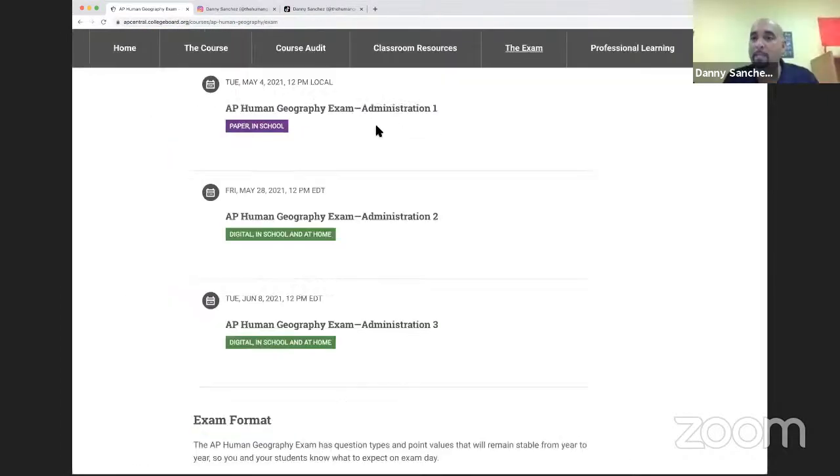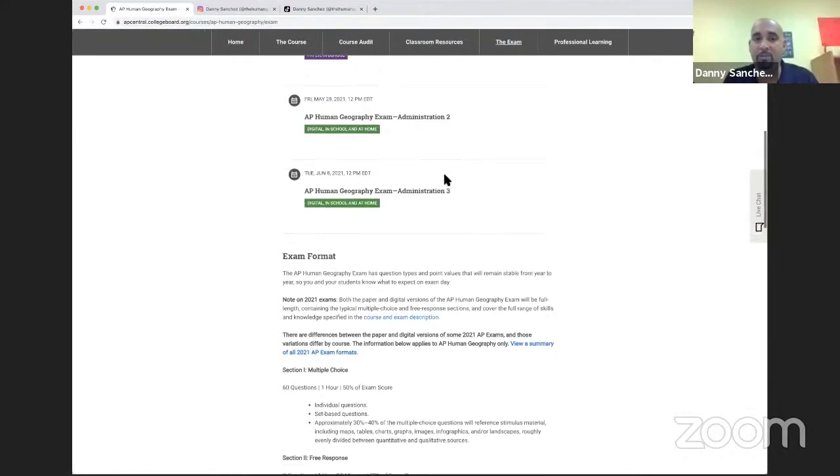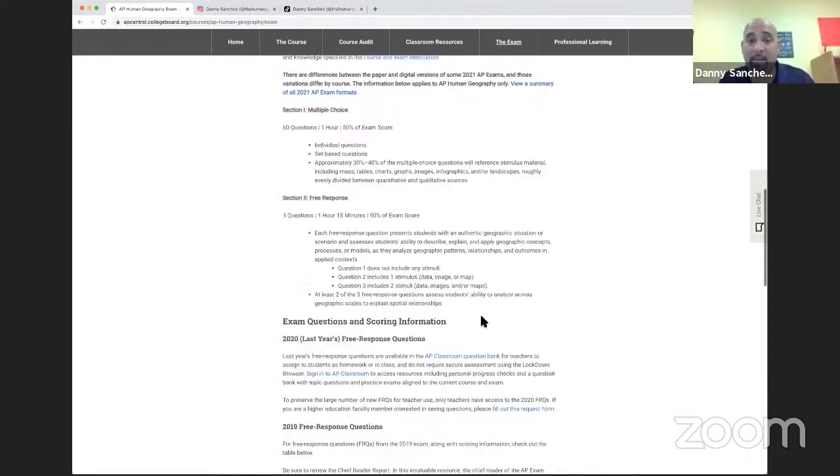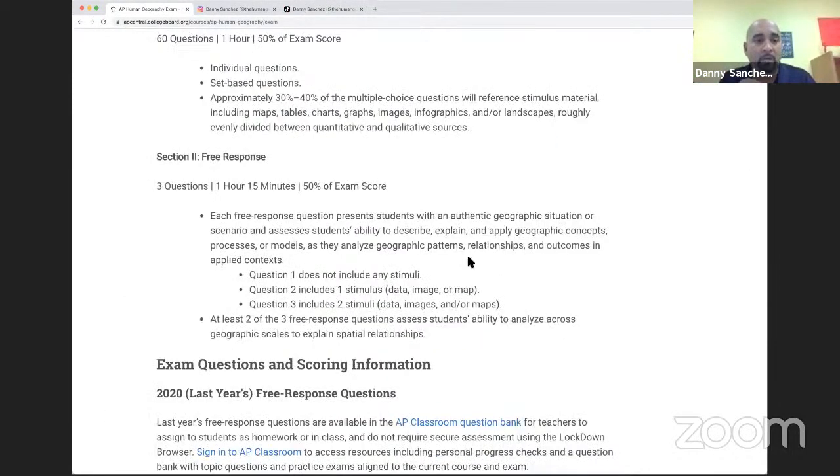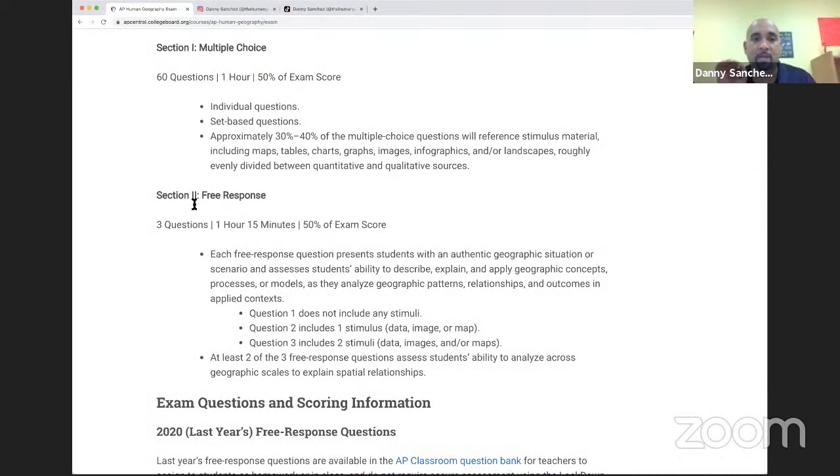I wanted to, if you could go back, slide back to where you saw that information. Just one thing I forgot to say, I caught a mistake that I made earlier. If you look at where it says for the multiple choice question, it says approximately 30 to 40%. And earlier I said 40 to 50%. I used the high number as the low number. But again, 30 to 40% is the more accurate number.